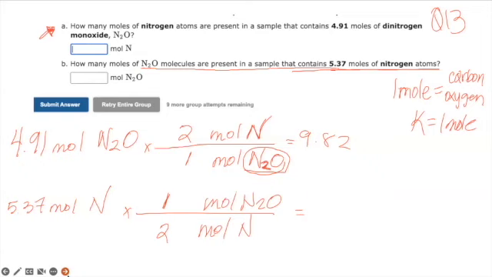So let me put that into my calculator. My calculator is giving me 4 sig figs, but I'm going to only go to 3 here just because that's what was given. Okay.